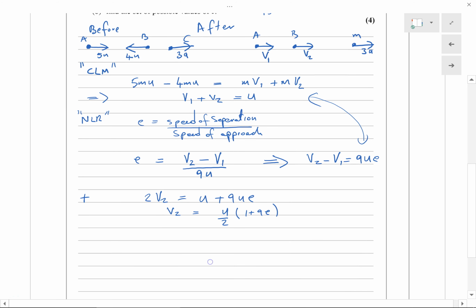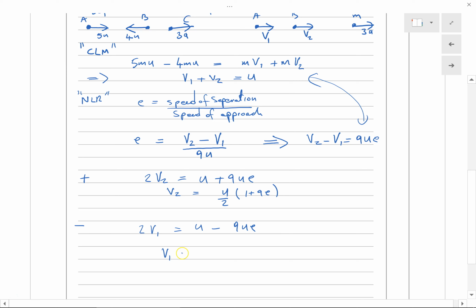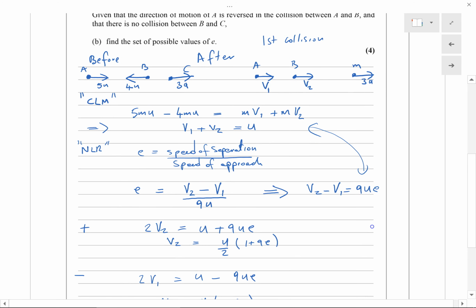Okay, and then rather than sub that back in, I might choose to subtract these two, because then that will eliminate the other one. I'll get rid of V2 that way, and I'll end up with 2V1, because V1 take away negative V1 is 2V1, is equal to u minus 9ue. So V1 is equal to u over 2, 1 minus 9e. So that's that done.